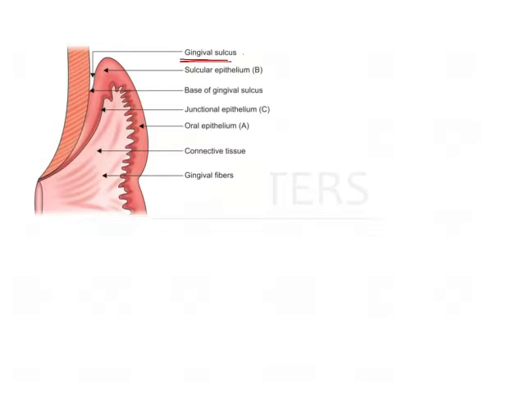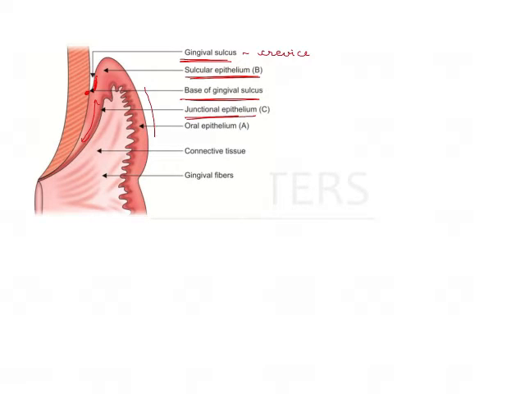The marginal or the free gingiva creates a crevice around the tooth, which is known as the gingival sulcus. The inner lining of this sulcus forms the circular epithelium. This is connected to the base of the gingival sulcus, as you can see, and there it forms the junctional epithelium.